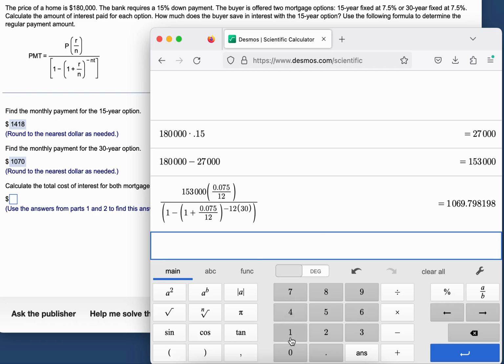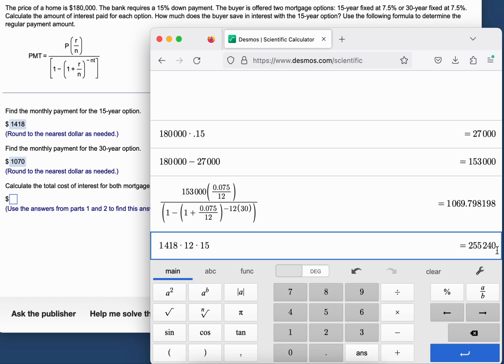So the monthly payment on the 15-year is $1,418. You are making 12 of those payments per year, so I can multiply this by 12. And then you're doing this for 15 years, so you can multiply by 15. So this here is the total amount of money that you're going to pay over the 15 years if you're making this many payments monthly. $255,240.